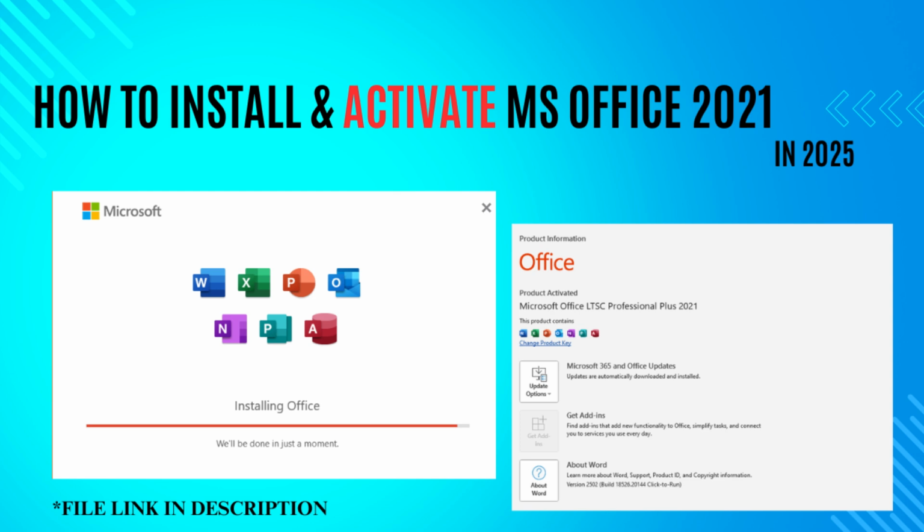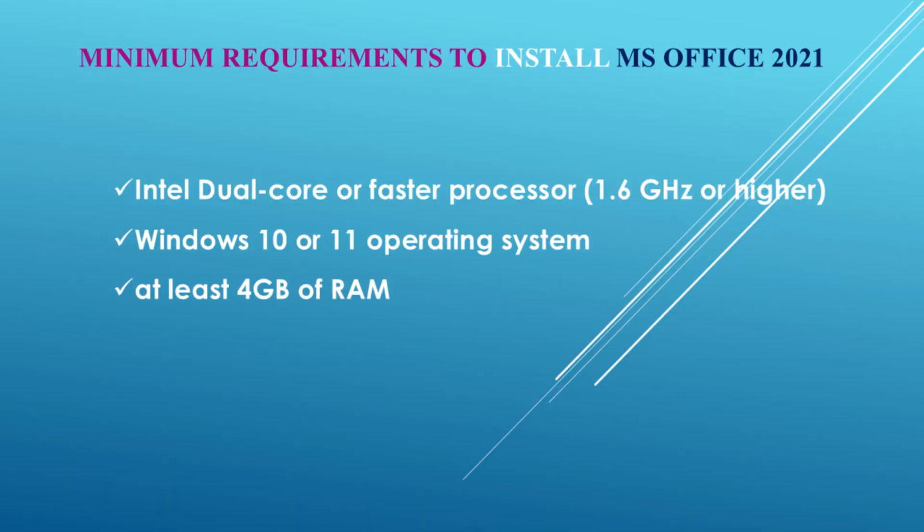or laptop computer. First of all, you need to check whether your device meets the minimum requirements for MS Office 2021. You must have an Intel dual-core or faster processor, 1.6 GHz or higher, and Windows 10 or 11 operating system. For better performance, you should have at least 4 GB of RAM.